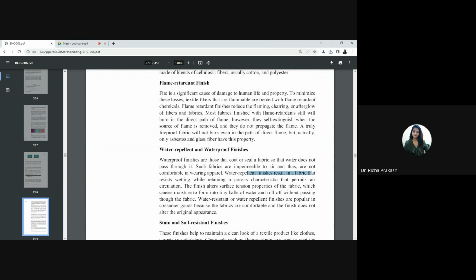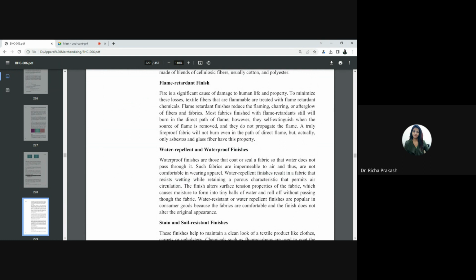But water repellent is something where the fabric resists wetting while retaining a porous character. So basically, the permeability thing is there. You all must be knowing porous. That is where there are very fine holes present on the surface of the fabric, like the earthen pots, we call them porous, and that is the reason that those earthen pots keep the water so cool in summers. Because of the porous nature, they absorb the water moisture content, they retain it, and at the same time it helps in making the water more cool. So the same thing happens here.